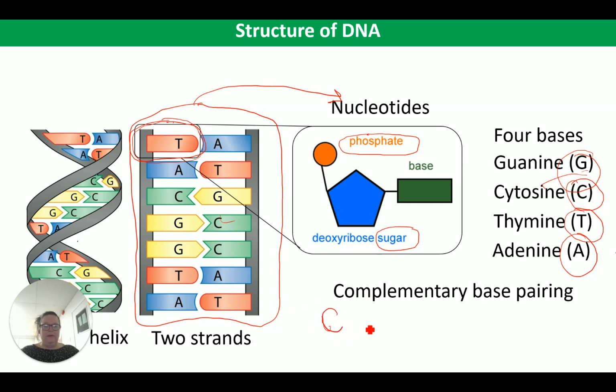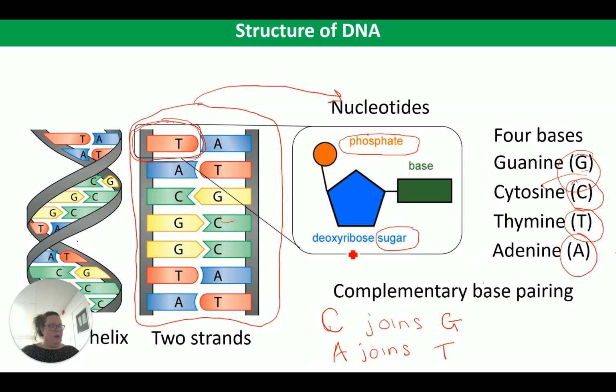So C joins G and A joins T. Now, there's different ways to remember this. The way I remember it is car goes in the garage and ants are termites. Okay, so C and G, A and T. There's lots of different ways of remembering, and that's just how I remember it. So what you need to be able to do from this slide, and if you want to pause it and write it down, that's absolutely fine. We've got the nucleotides, the 4 bases, and them joining together.